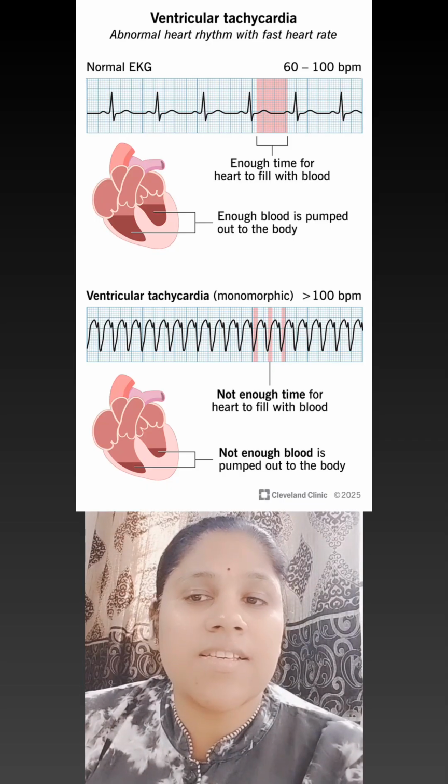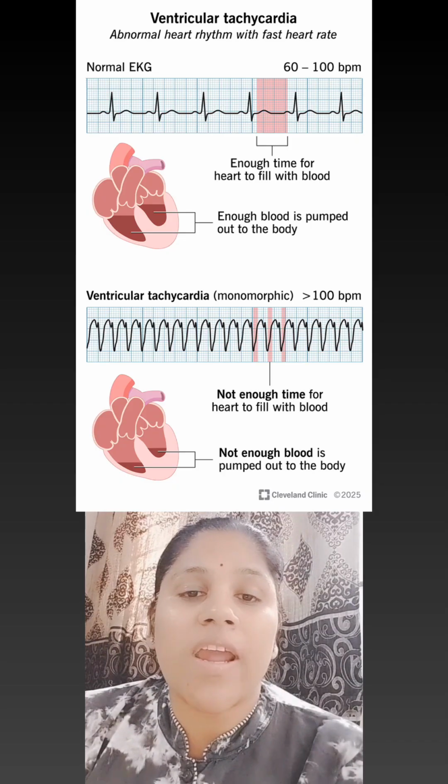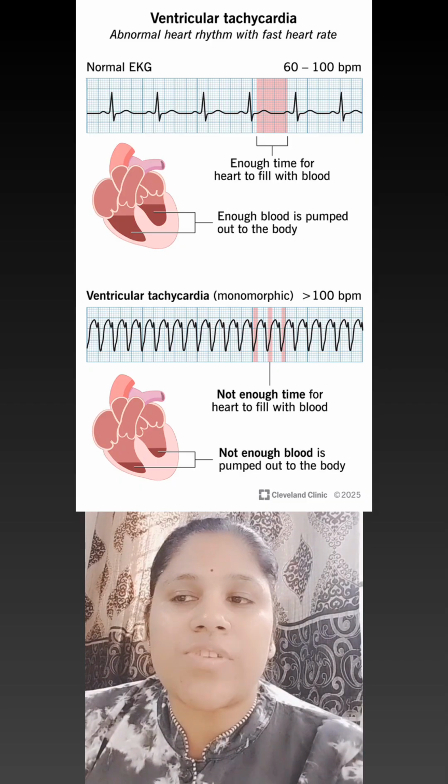Here is the ECG which shows the ventricular tachycardia. The normal EKG is in the first strip, and the second strip shows the ventricular tachycardia. In a usual ECG, we have enough time during the QRS complex for the blood to fill in the ventricles, right? So this is the normal ECG with the diagram illustrating.